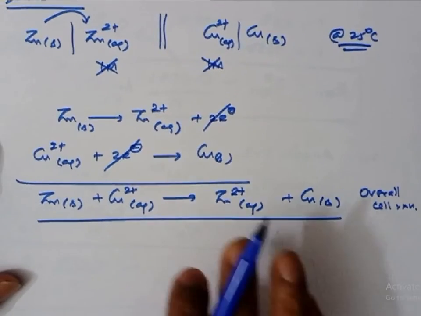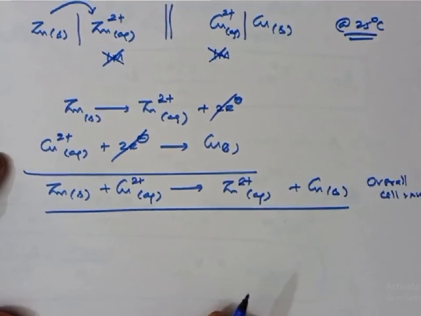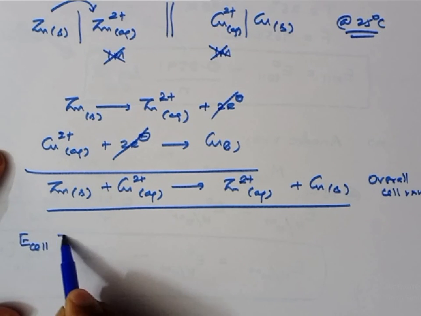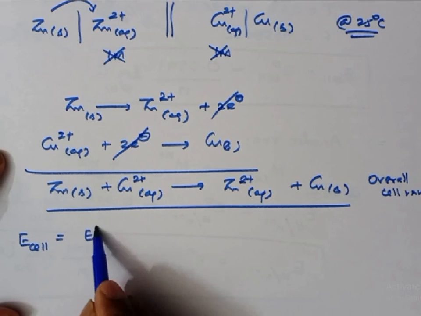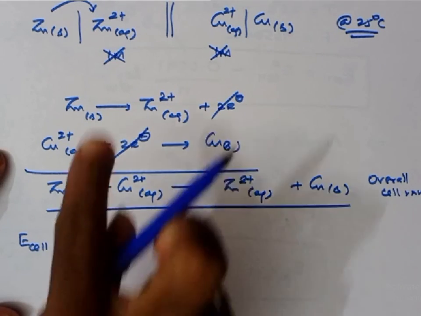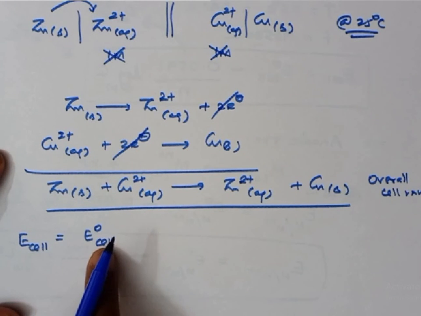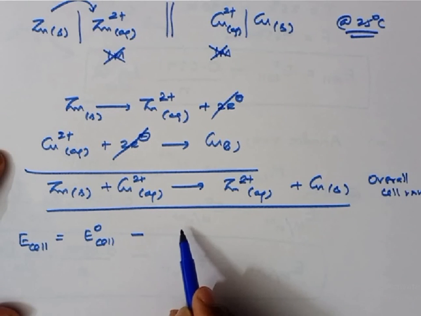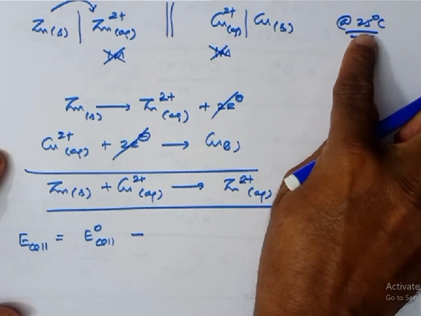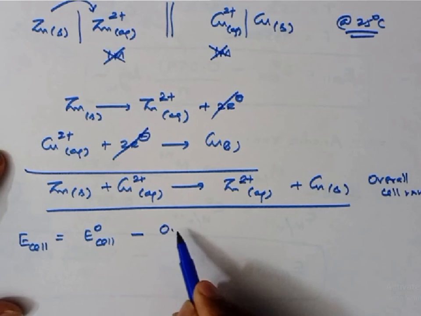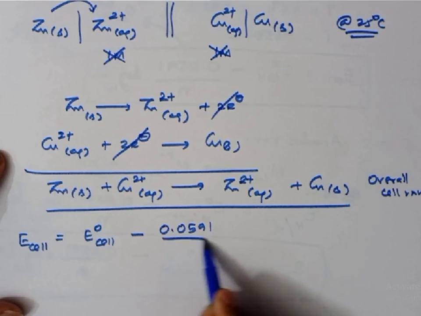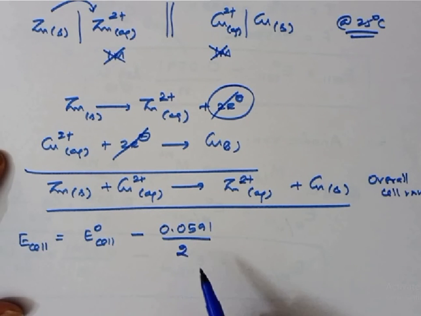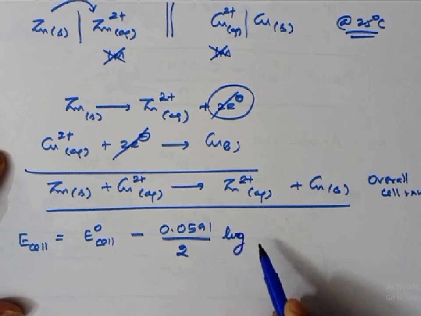Now I am going to apply the Nernst equation to this cell reaction. Whenever you apply the Nernst equation to a cell reaction, you will get the cell potential directly. Cell potential is equal to E naught cell, the standard cell potential of this cell, which is nothing but the Daniell cell, minus, actually we should put 2.303 RT by nF, but we have maintained the temperature as 25 degrees Celsius, therefore I'll put directly this value 0.0591 divided by how many electrons transferred? In the overall reaction 2 electrons are transferred, therefore I'll put 2 here, into logarithm of base 10.